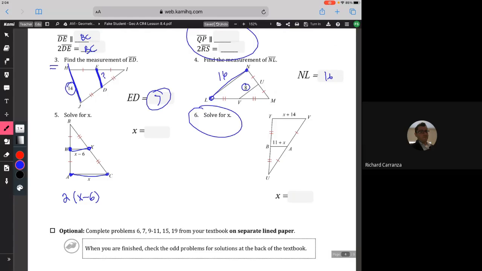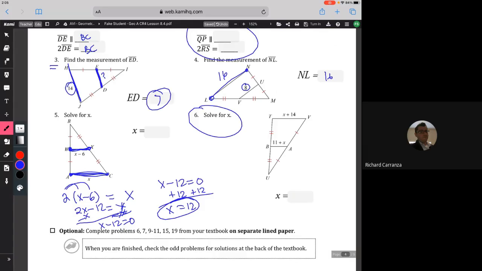So number 5, the middle one, I know if I multiply by 2, it's equal to the large one, which is at the bottom, which is just x. So then I'm going to go ahead and distribute the 2. You end up with 2x minus 12 is equal to x. And then I'm going to subtract x from both sides. I'm going to end up with x minus 12 is equal to 0. And then I'm going to add 12 to both sides. So you end up with x is equal to 12. And that's what we want. We just want x.